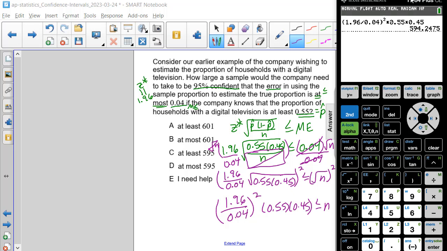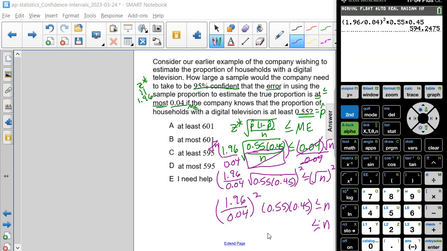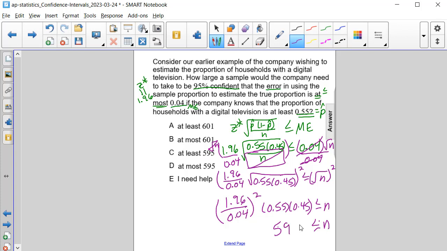And we end up getting, when we substitute this in, 594 and 2,475 thousandths. So our n is 594 and change, and we can round that up to 595. So n has to be at least 595, because it's greater than or equal to. So that's answer choice C.